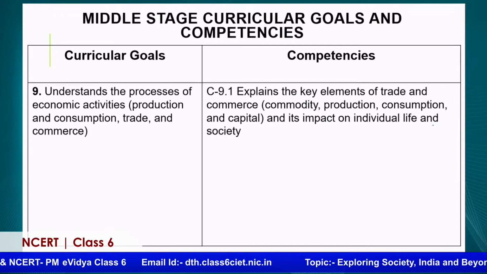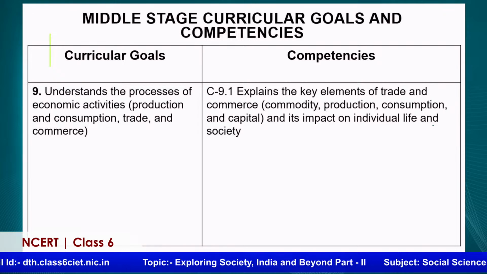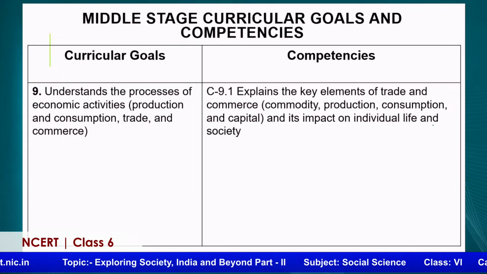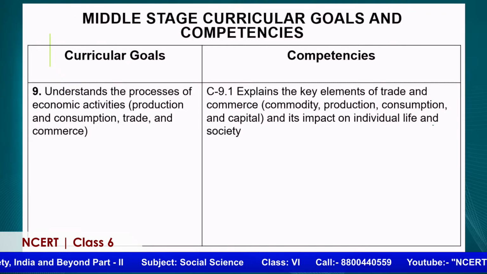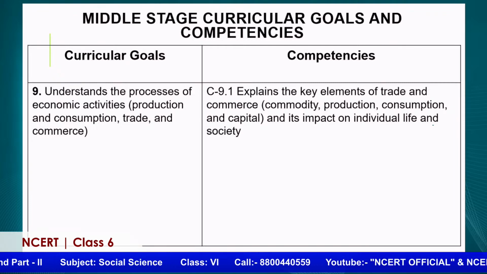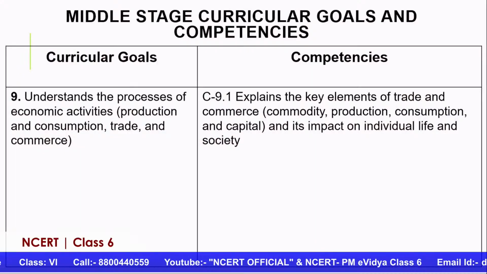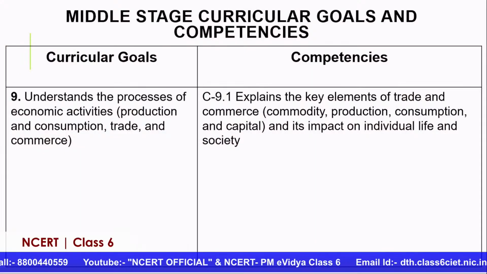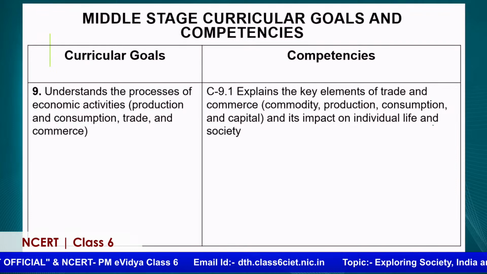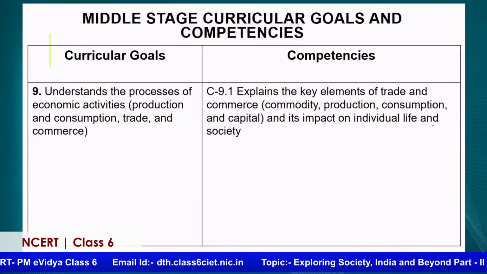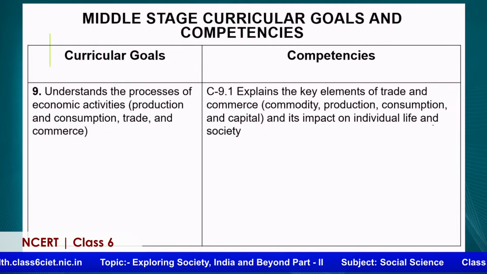If you look at competency 9.1, this is to do with the fourth theme, which is the economic life around us. In the textbook there are 2 chapters. Let me read the curricular goal and competency. Curricular goal 9 states, look at the screen: understand the process of economic activities (production and consumption, trade and commerce). What is the competency we want you to achieve? You should be able to explain the key elements of trade and commerce, commodity, production, consumption and capital, and their impact on individual life and society.